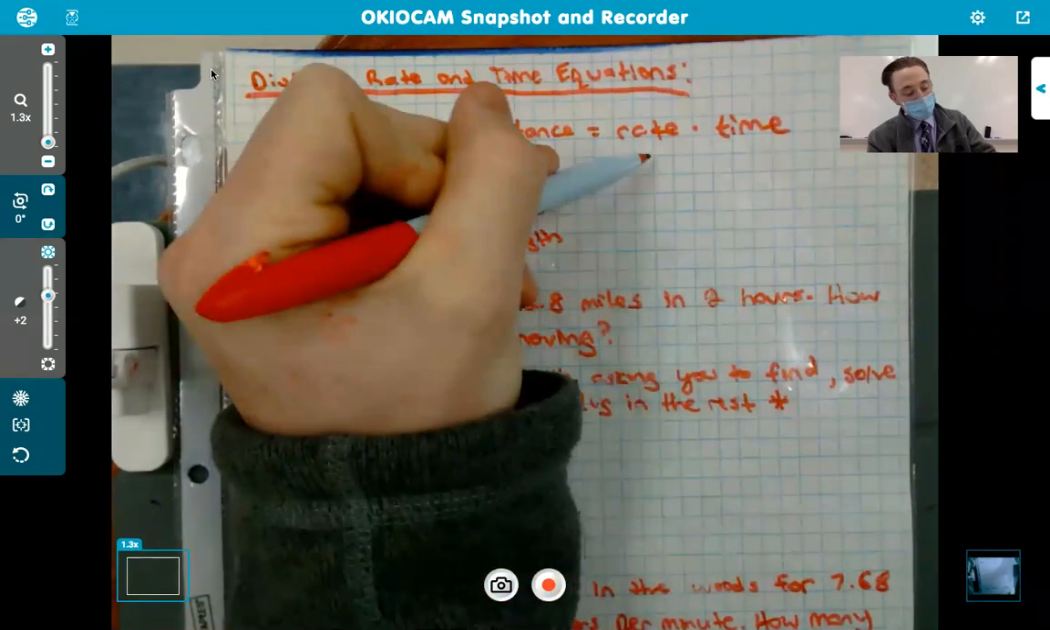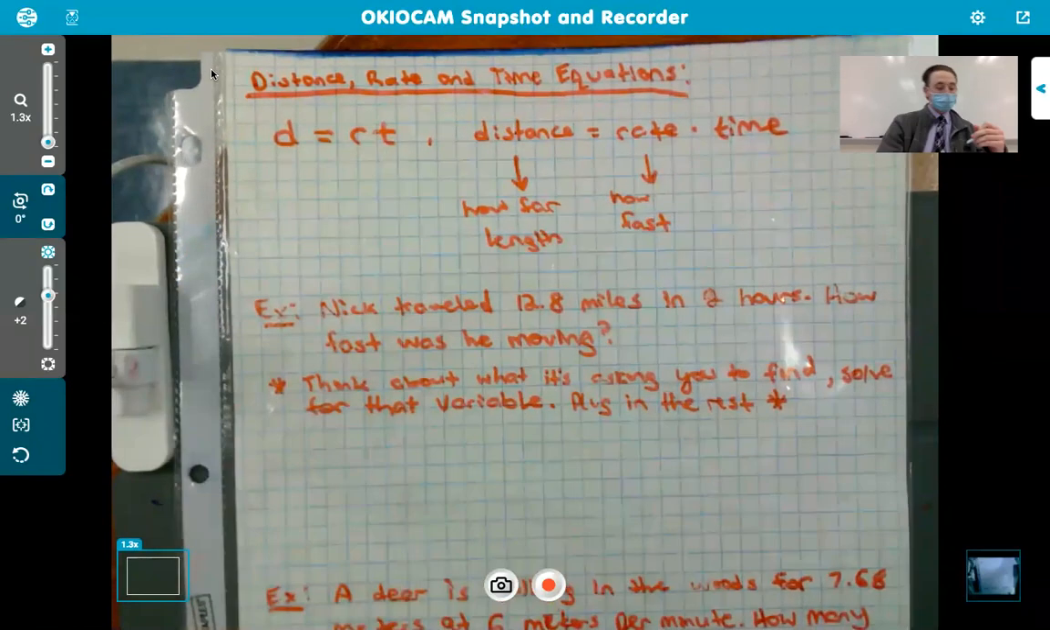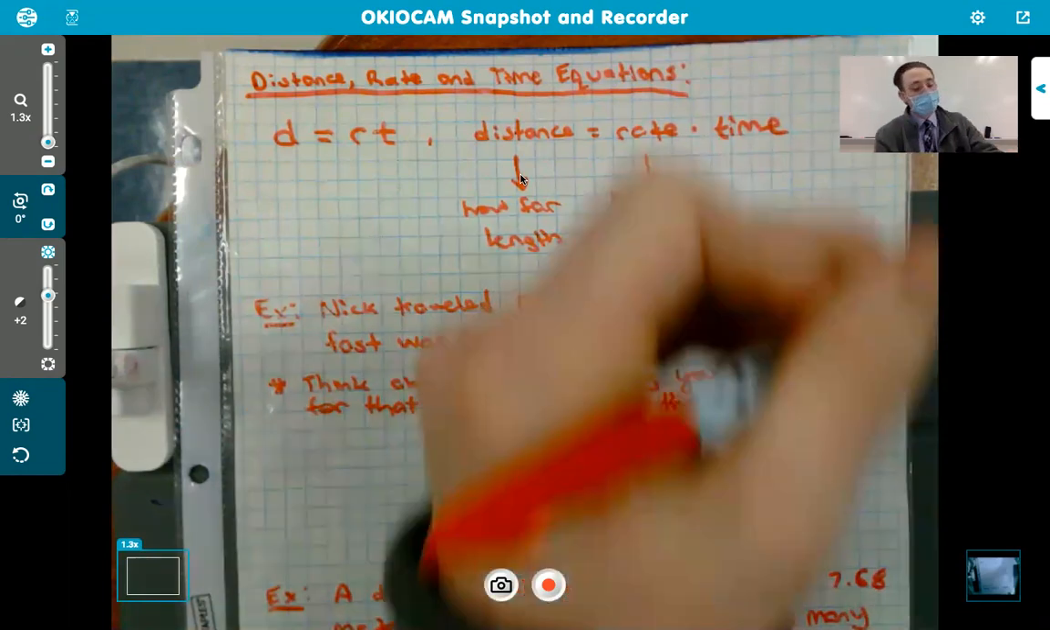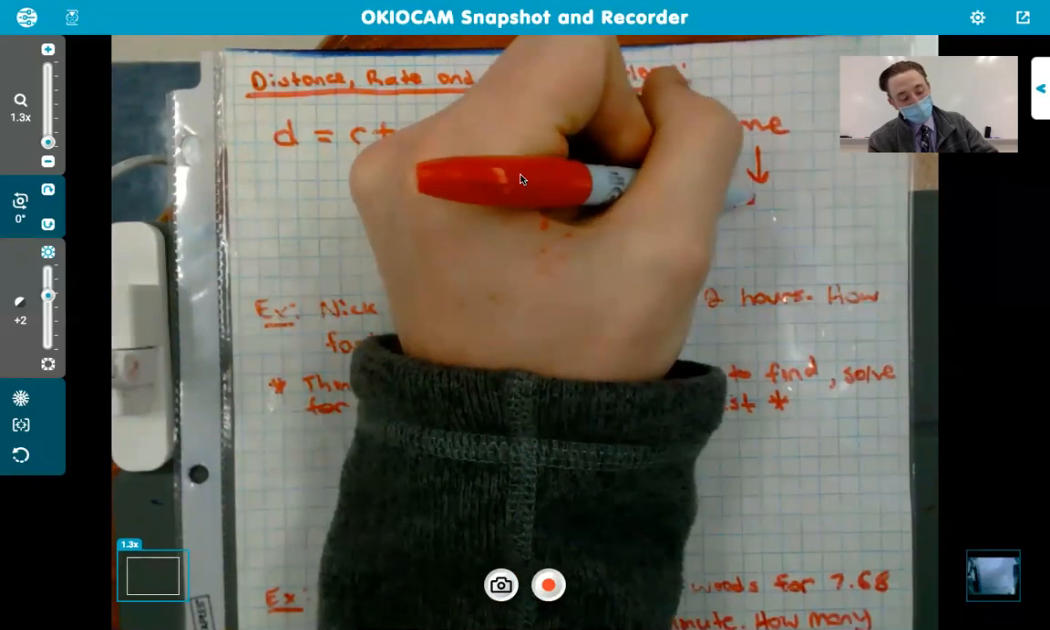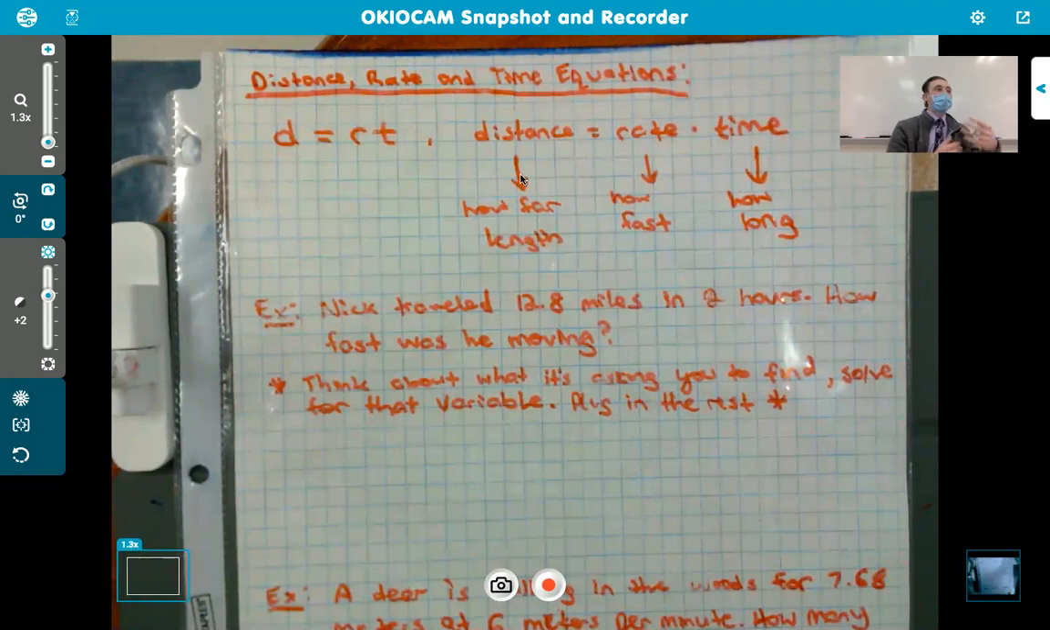Rate is how fast something travels, right? And a lot of times that's written as a proportion, which we started to work on before. For example, miles per hour, feet per second, right? Those are all rates, okay? How fast something travels, the distance something travels over a certain amount of time. And then time, obviously, is going to be how long something travels. So whether that's in seconds, in minutes, in hours, in days, weeks, whatever it might be, some unit of time, okay?